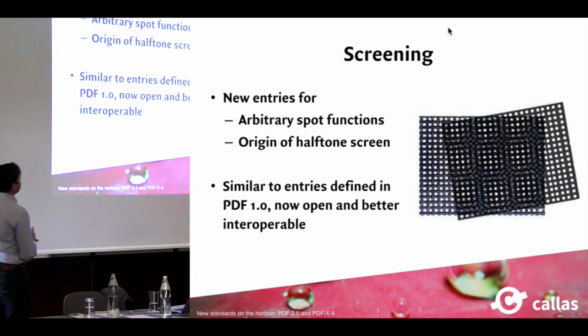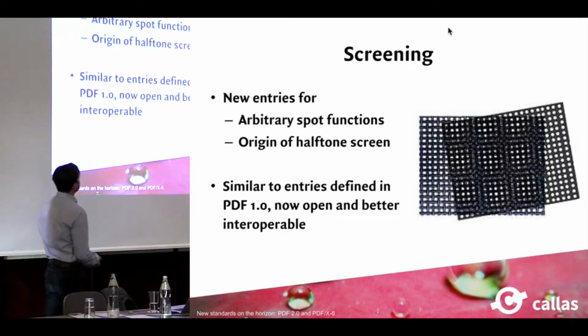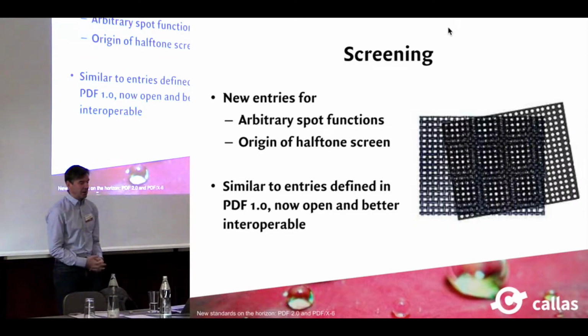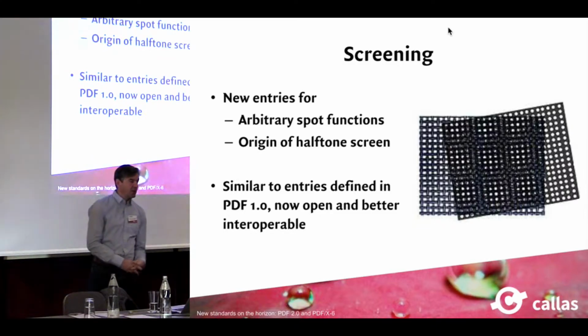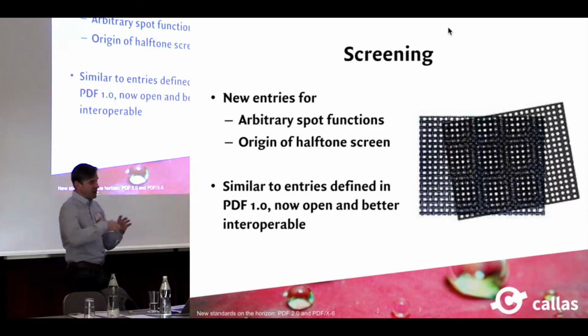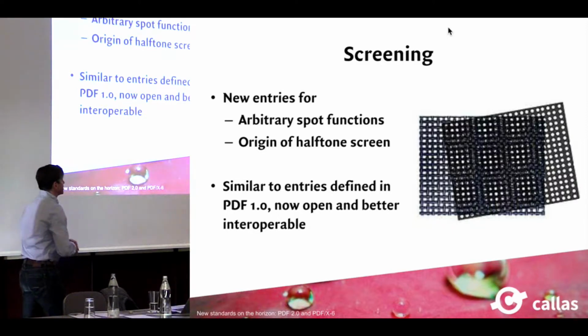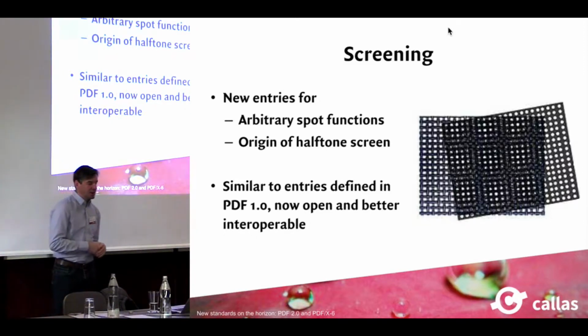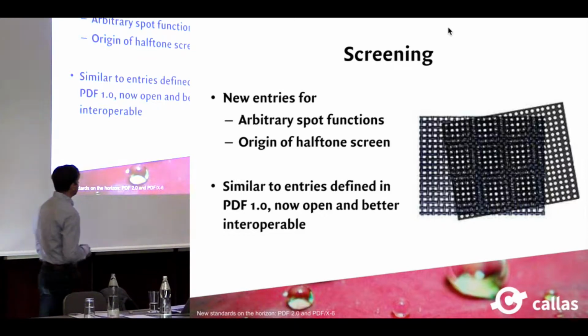Screening, it's just briefly, so you can enter information about rasterization into your PDF file. So that allows for arbitrary spot color functions, meaning the shape of your raster point, or the origin of the halftone screen.